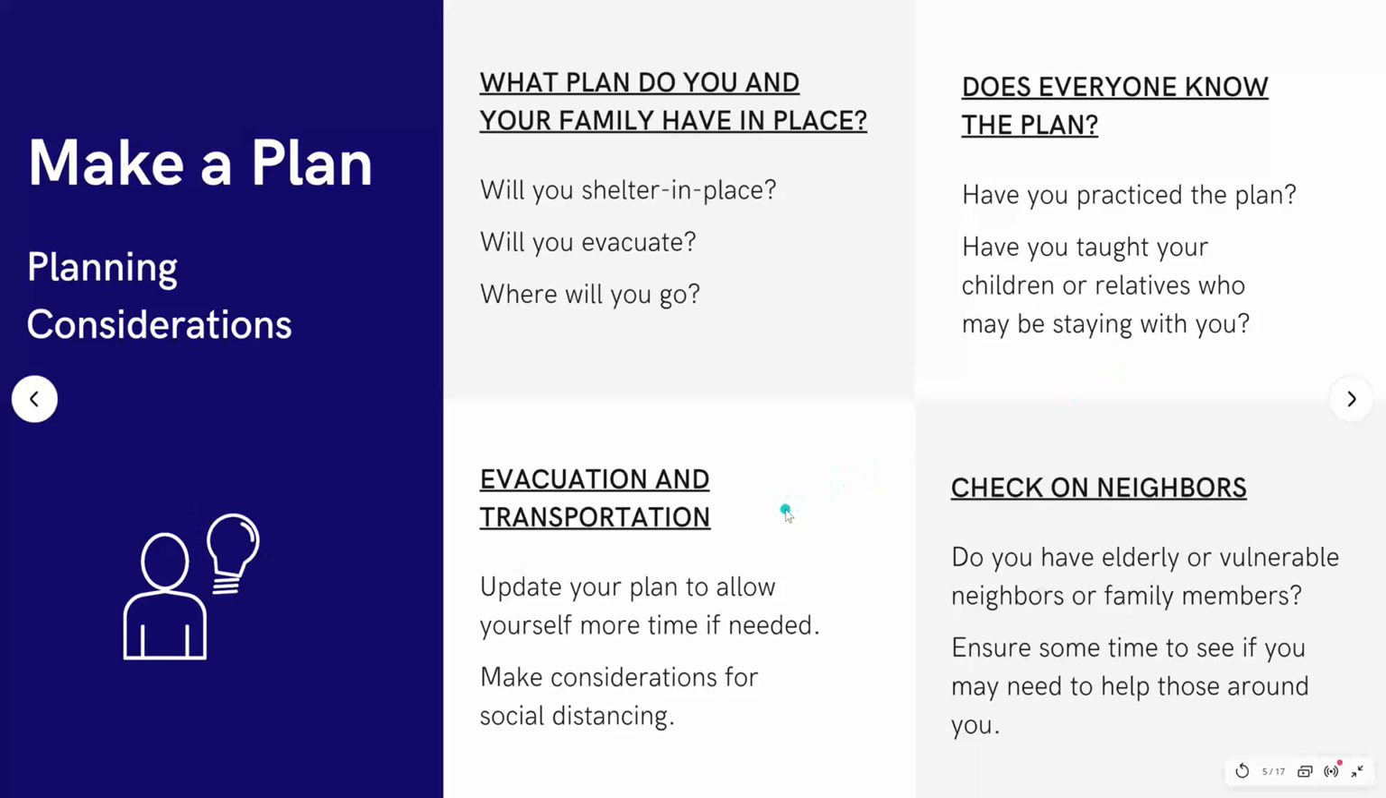And then have a plan for your evacuation and transportation. So update your plan and allow yourself time and make considerations for social distancing during COVID. And then also check on your neighbors. So do you have elderly neighbors or any vulnerable family members who may need your help? And just ensure that there's some time to help them out.